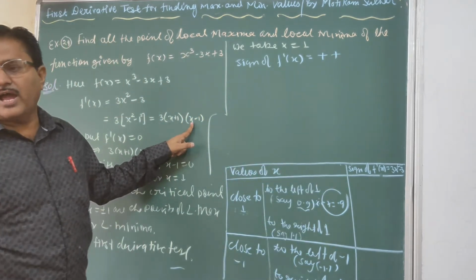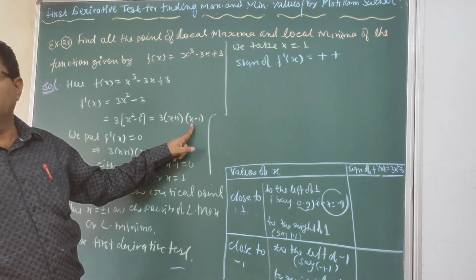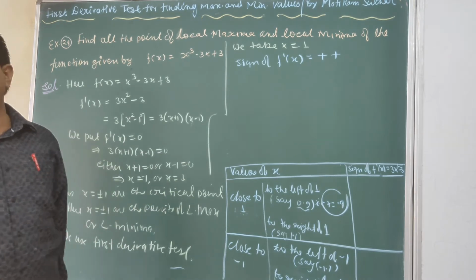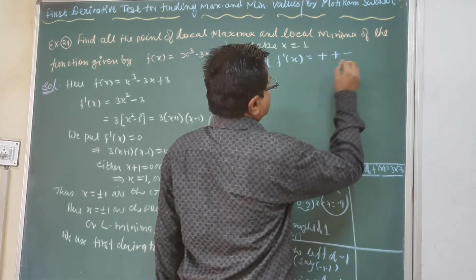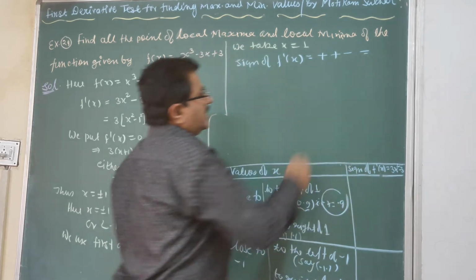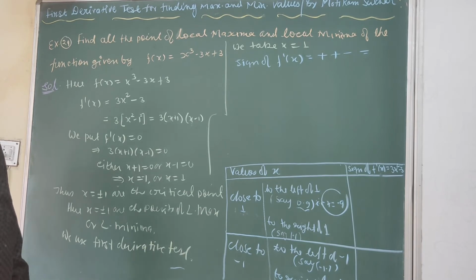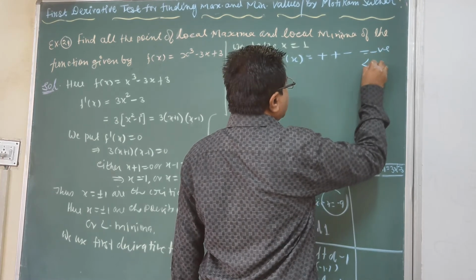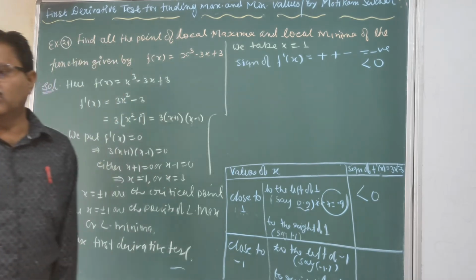Then 0.9 minus 1. So 1 is greater, so this value will be negative. So plus into minus will give you minus. Clear? So overall the sign is negative. It means this is less than 0.